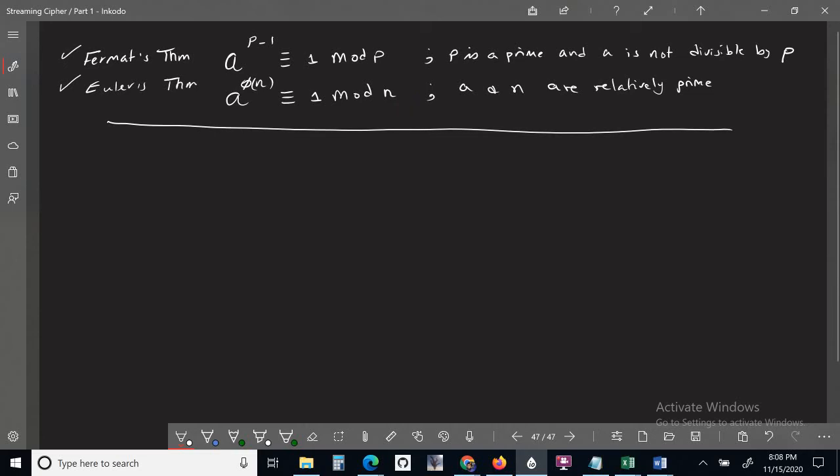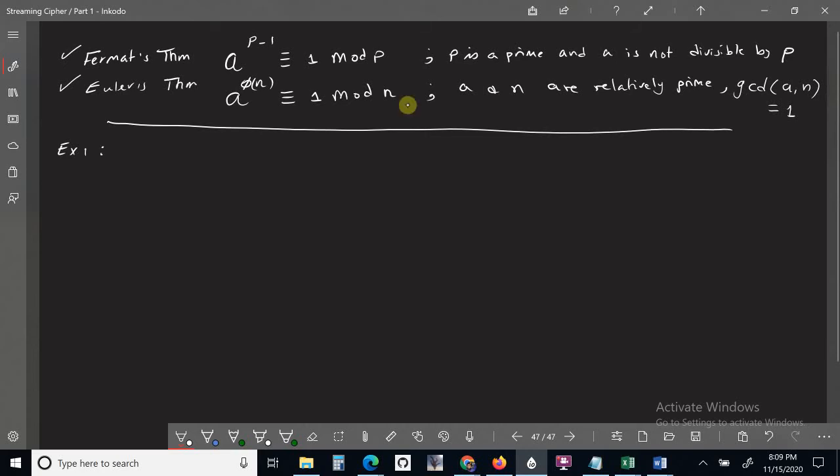Now for Euler's theorem, we also have two numbers, but they must be relatively prime. Relatively prime means that the GCD between a and n is equal to 1. So it means that the only number that is the greatest common divisor of both a and n is 1. All right, so let's take a look at example 1.